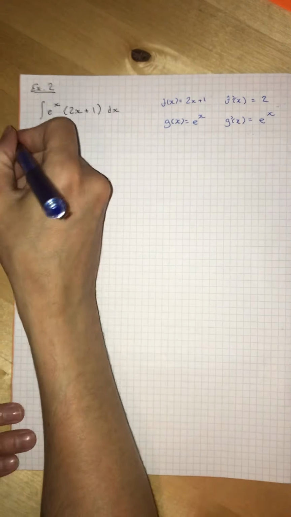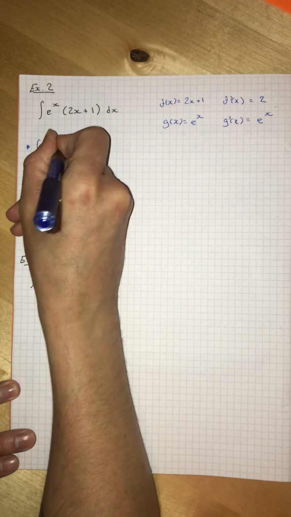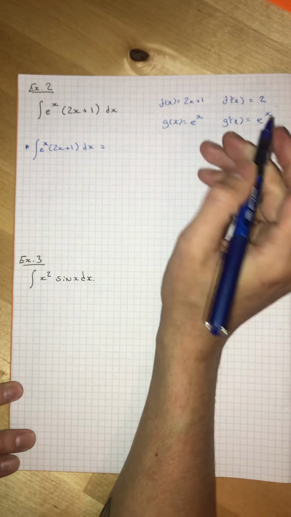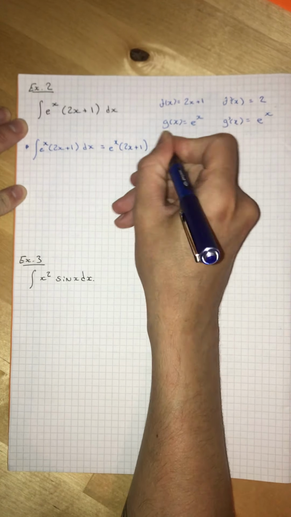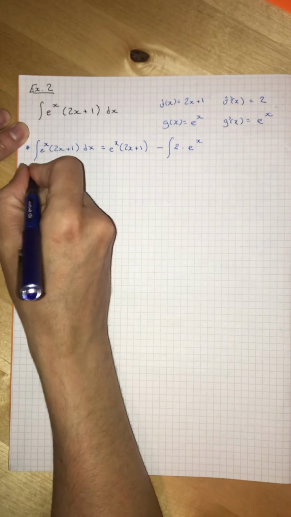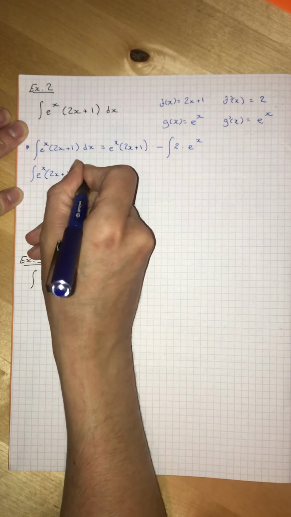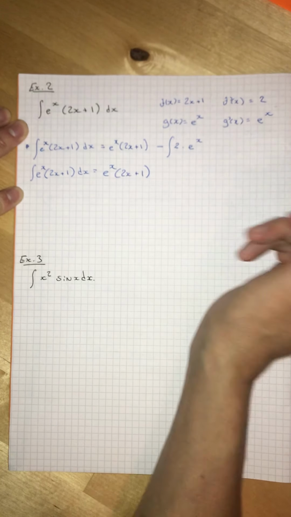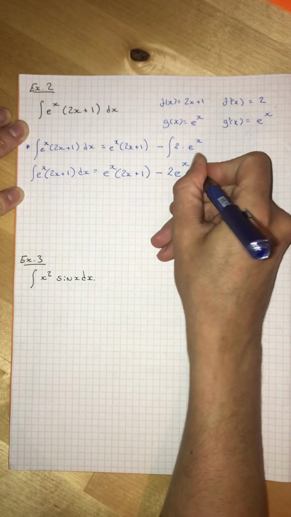Okay, so therefore we can write that the integral of e to the x, 2x plus 1 dx equals f of x times g of x minus the integral of f dashed x times g of x. So the integral of e to the x, 2x plus 1 dx will equal e to the x, 2x plus 1. Integral of e to the x is just e to the x, so it's minus 2 e to the x plus c.